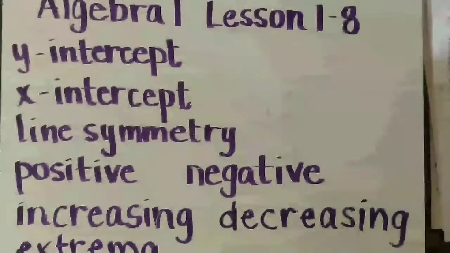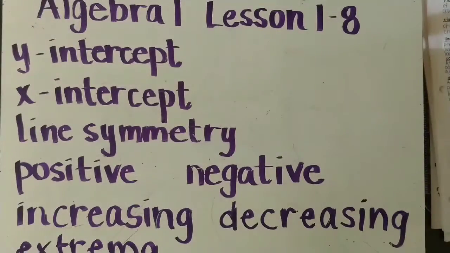We're going to cross off that we're going to be interpreting end behavior of graphs of functions. We will not be doing end behavior. Let's start with the vocabulary.